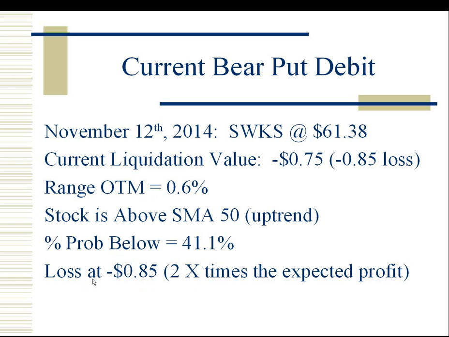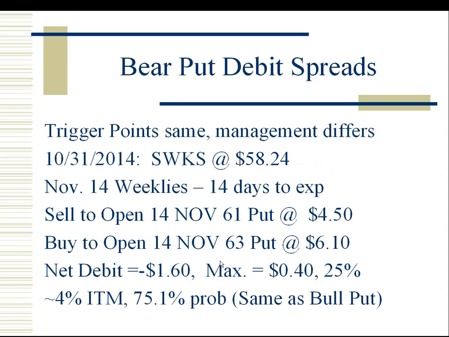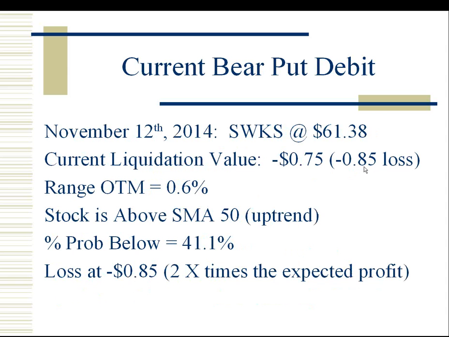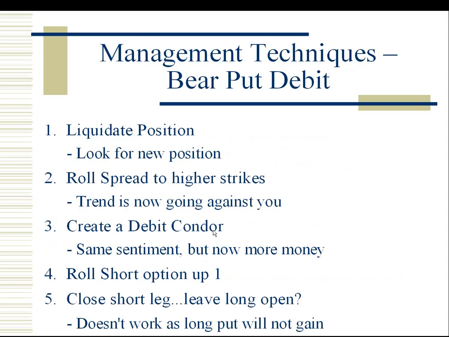Now it's interesting, the loss on this debit spread is 85 cents. The liquidation value, we'd only get 75 cents back. We paid that initial debit of 160, so we're at a loss of 85, which is 2 times that expected profit of 40 cents. So this was also a trigger that would have been hit. Now, the same things can apply for the management techniques for the debit spread. We could liquidate the position, take the loss, and move on. No one wants to do that, but it is an option.